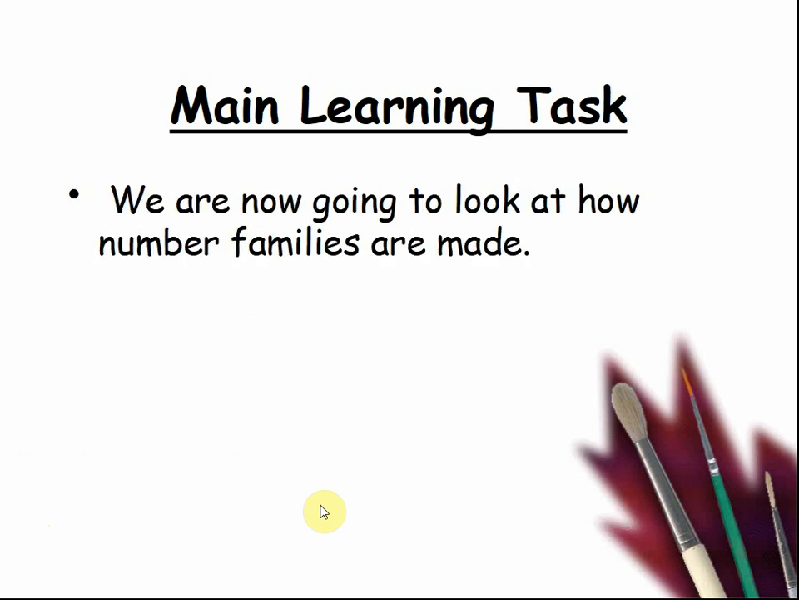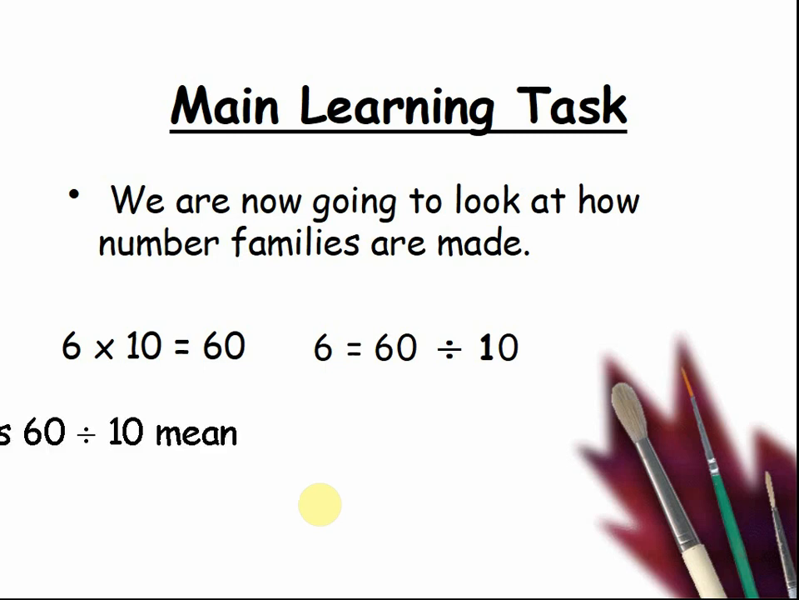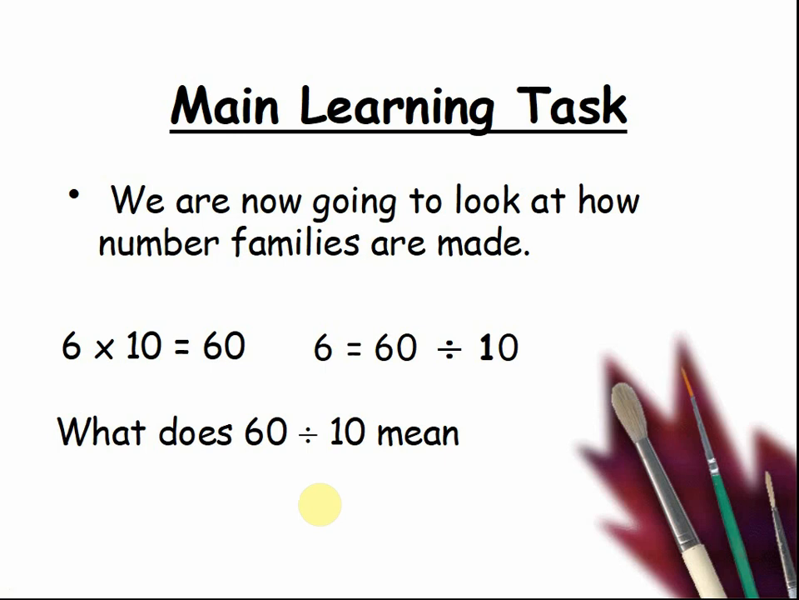We're now going to look at how number families are made. 60 divided by 10 equals 6. 6 times 10 equals 60. Both equal 6. What does 60 divided by 10 mean? It means 60 shared by 10.